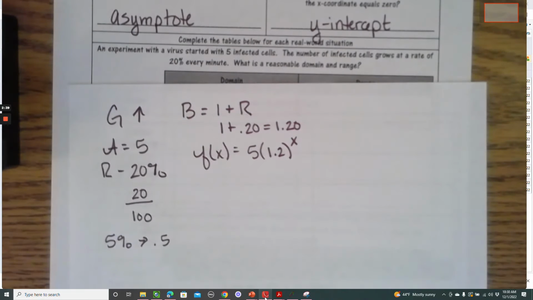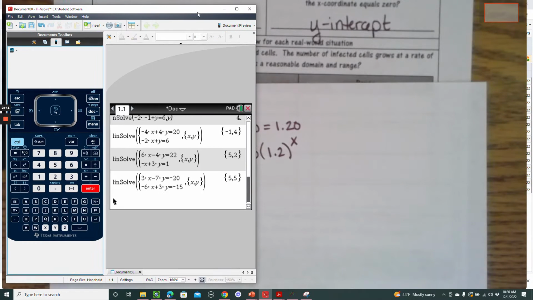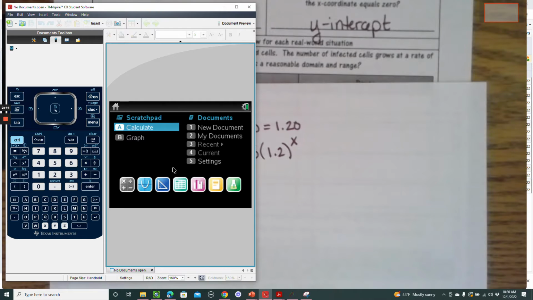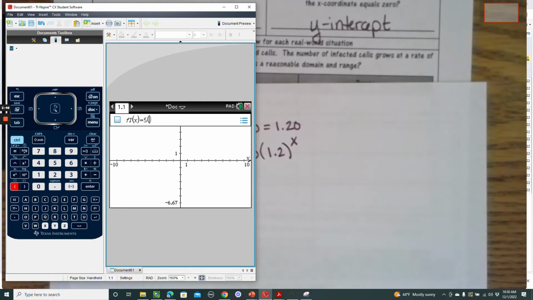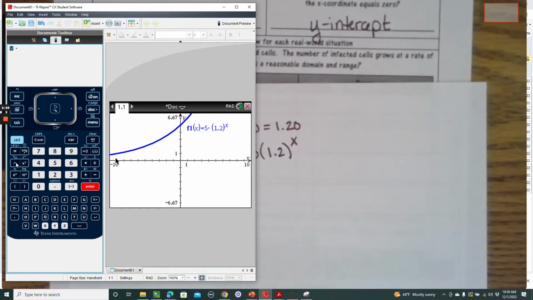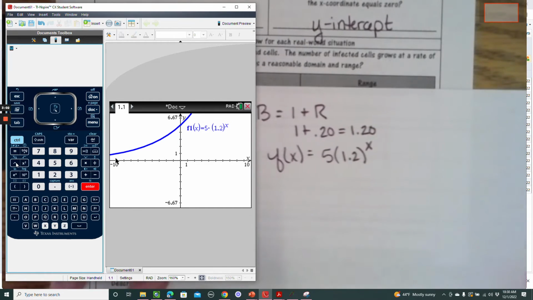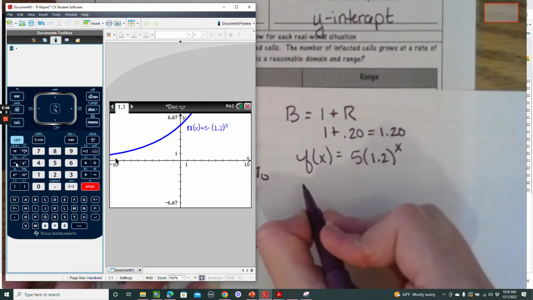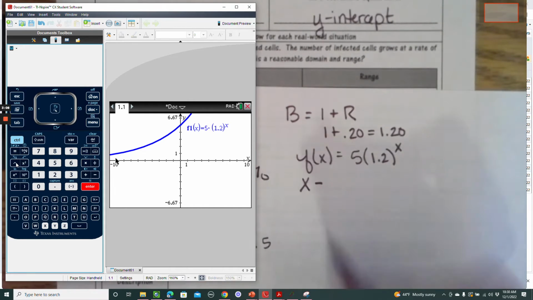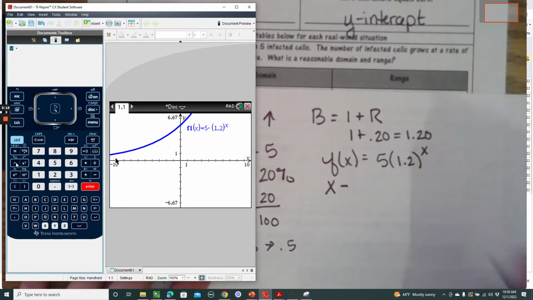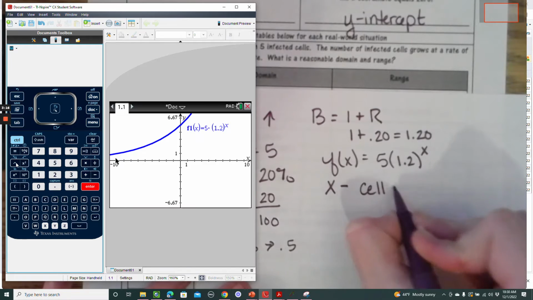All right, so now we're going to look at it and see what it looks like. Here we go. Y'all shouldn't panic at all. So here's what my graph looks like. So what does the x-axis represent? Well, what are the x's? But in this real-world problem, what are they? Cells, right? The number of cells infected.